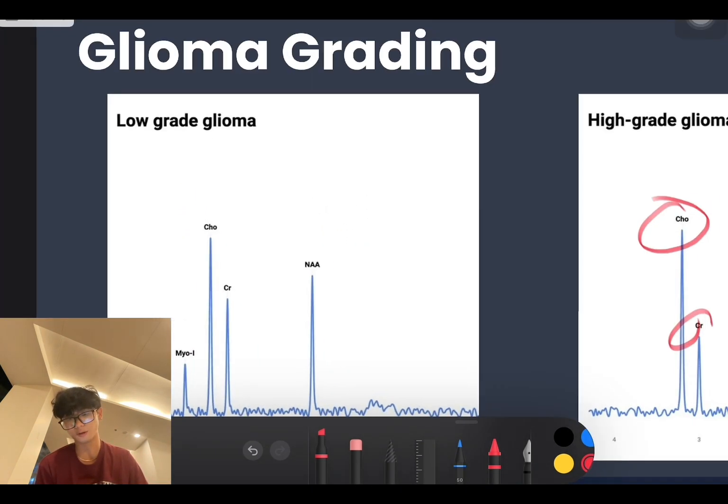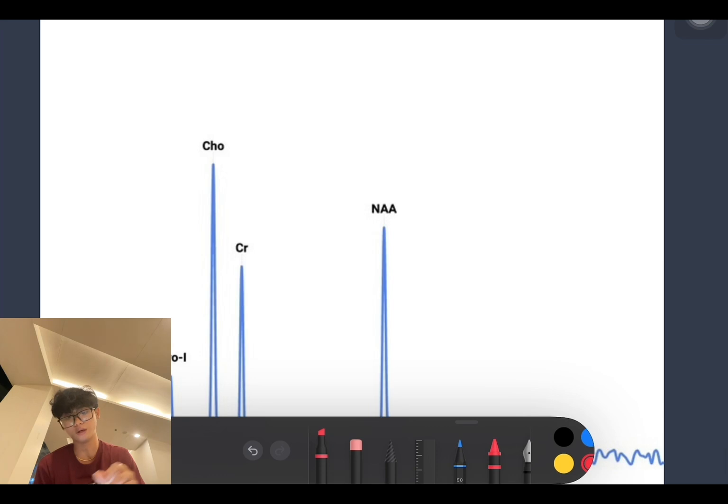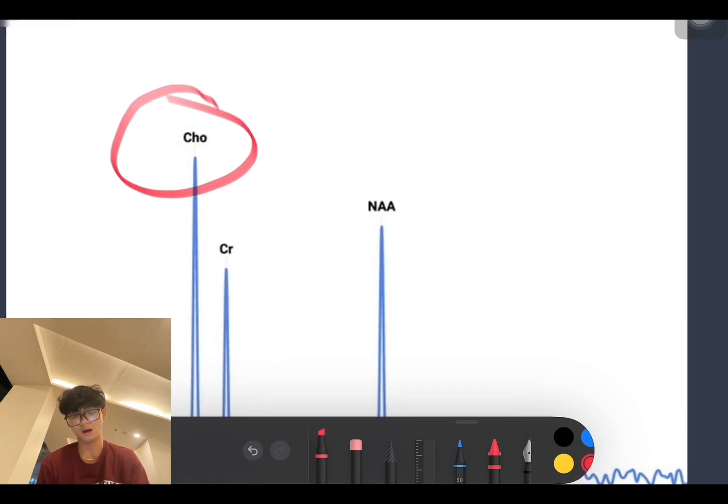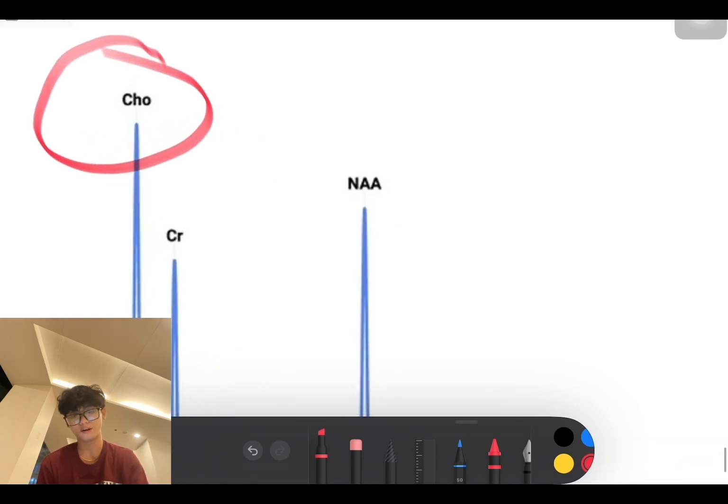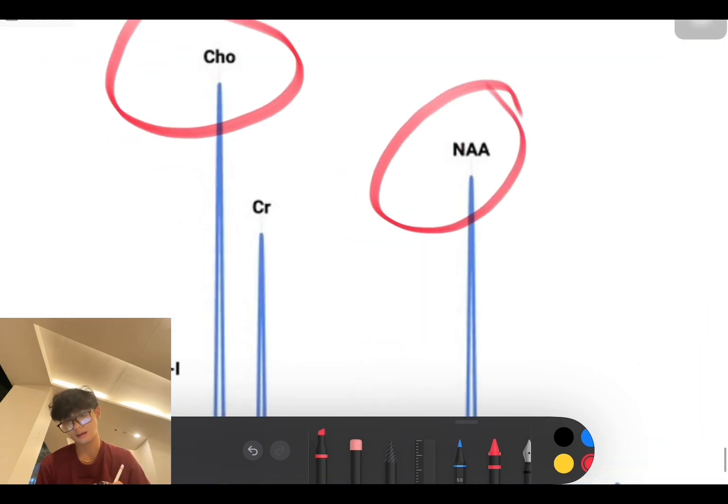As you can see also, a low-grade glioma has elevated choline, but the difference is that it doesn't have elevation of the lipids and the lactate. However, there is also a slight elevation of NAA for low grade.